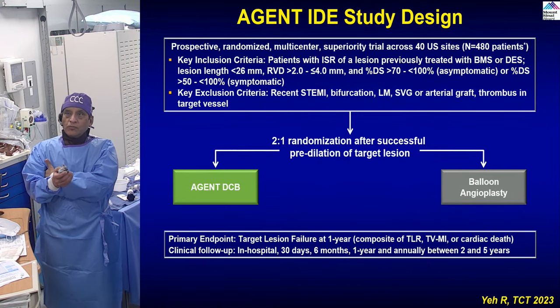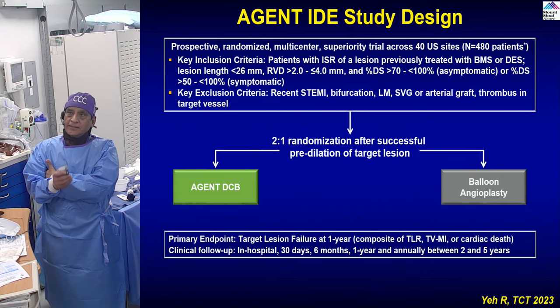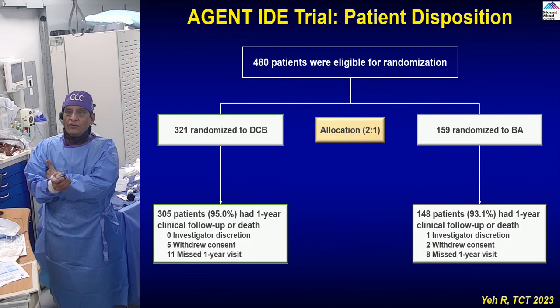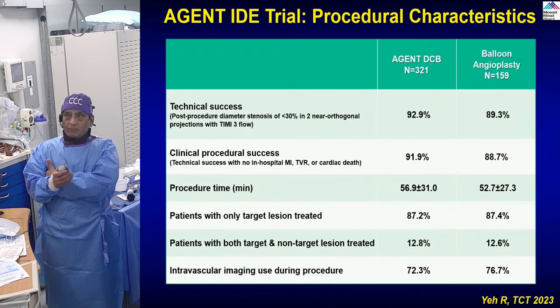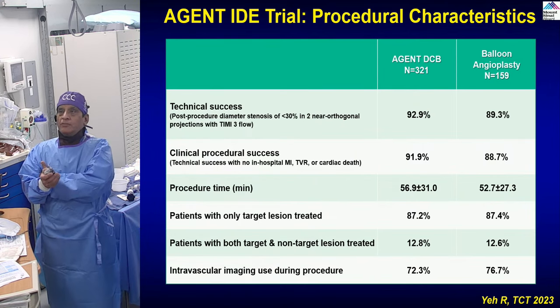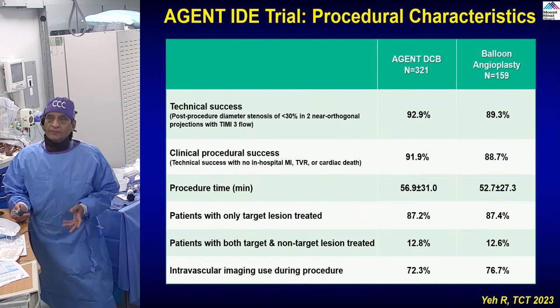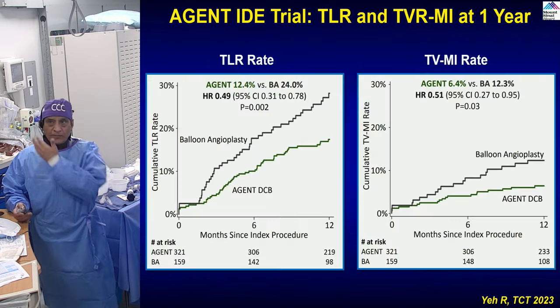This was a trial with 2-to-1 randomization, classical in-stent restenosis with less than two layers of stent, either DES or BMS, and patients were followed, 321 versus 159. In the balloon angioplasty group, if you could not get a good result, you were allowed to put a stent. Overall success rate and other data are shown here. Yes, the drug-coated balloon took a little extra time, but there was nothing else in terms of a difference.